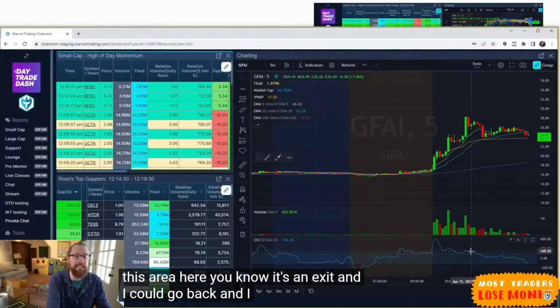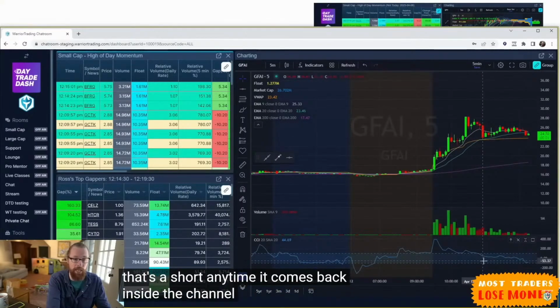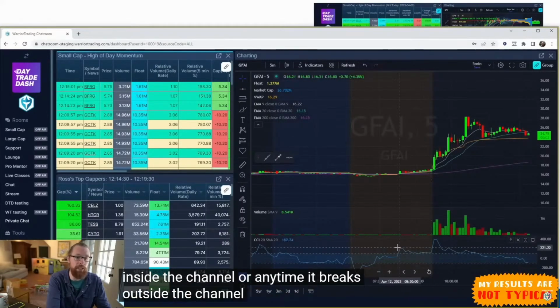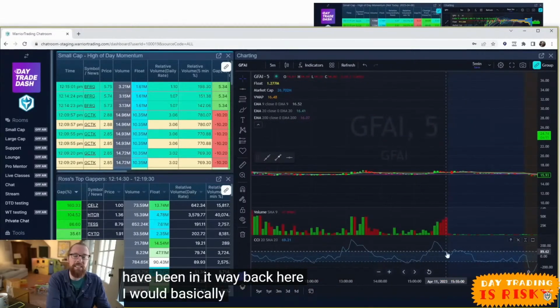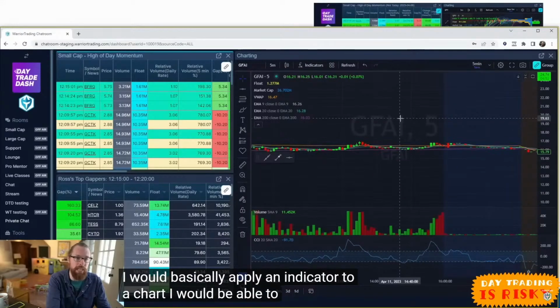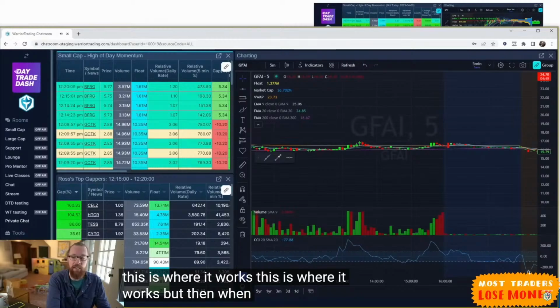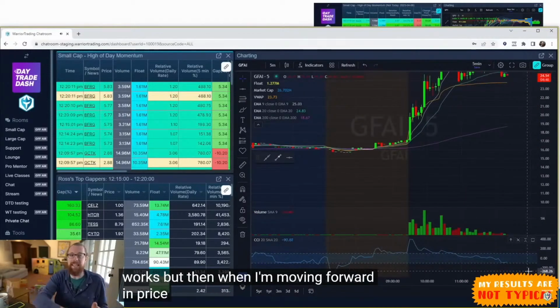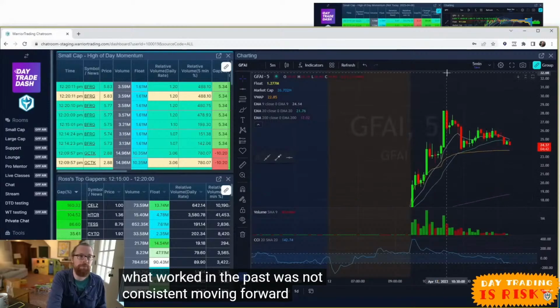And I could say, anytime this breaks below this area here, it's an exit. And I could go back and say, yeah, that would have got me out right there. Or that's a short anytime it comes back inside the channel. Or anytime it breaks outside the channel, it's a long. I could have been in it way back here. And I would basically apply an indicator to a chart. I'd be able to tie out, okay, this is where it works, this is where it works. But then when I'm moving forward in price action, what worked in the past was not consistent moving forward.